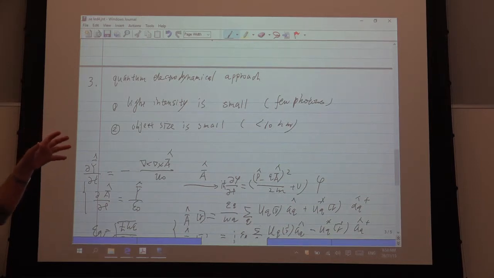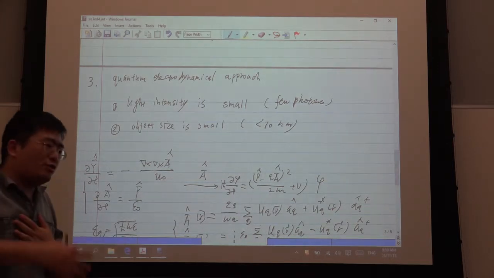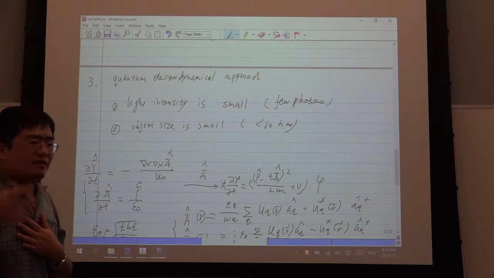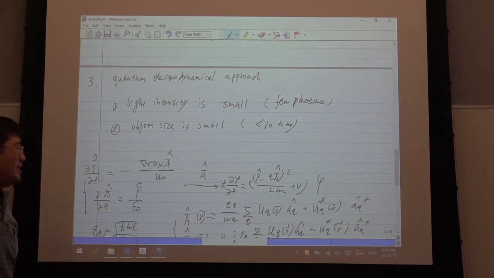Interference cannot be similar to a classical wave, so it shows some particle features, or at least it shows particle-wave duality very strongly. I'll tell this later.